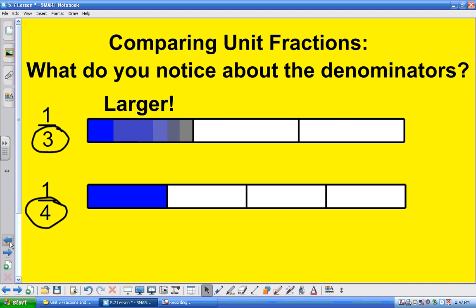Mm-hmm. Yeah. And these were pieces of dessert. Which one would you like? The 1 out of 3. Why? Because they're bigger. Okay. So you think about this. If you want to find out which one is greater, I want you to think of these as being dessert and how many friends you have to share it with.